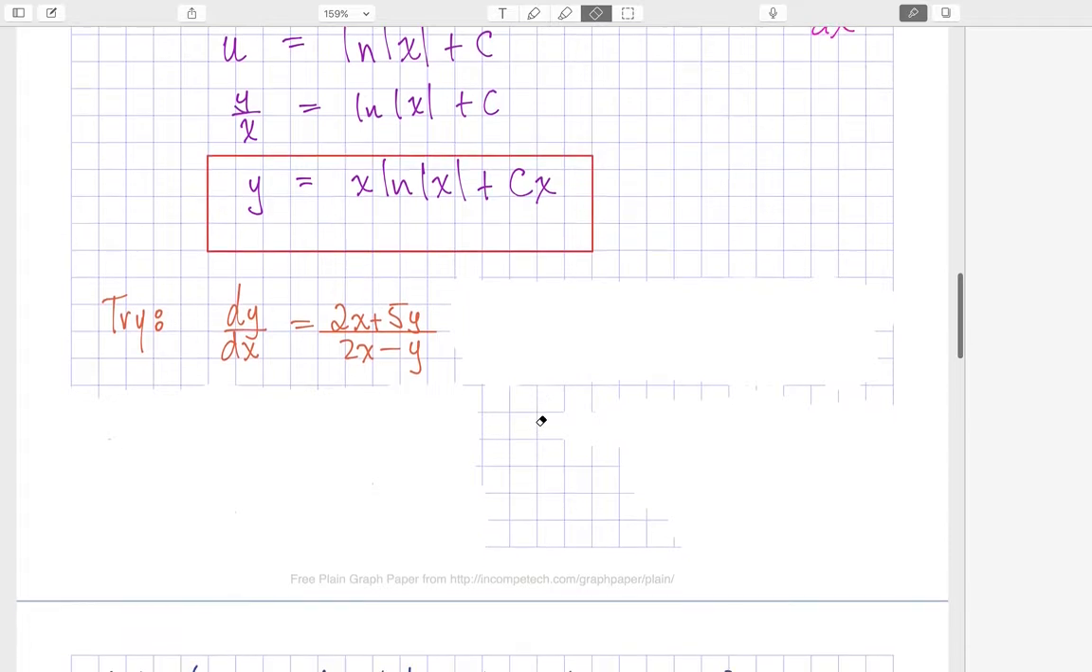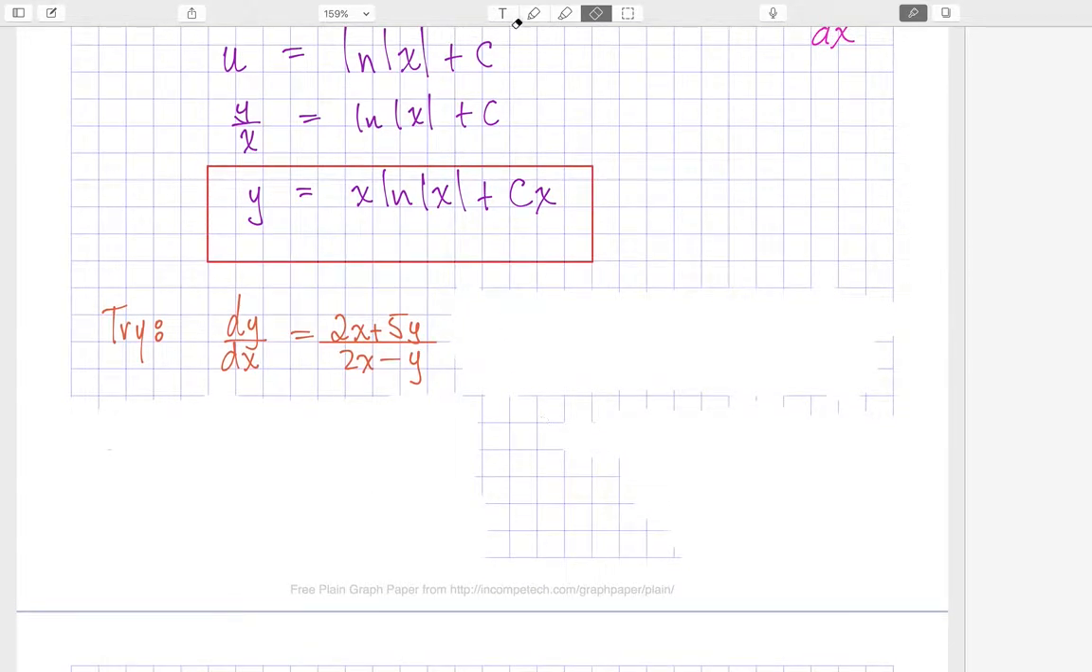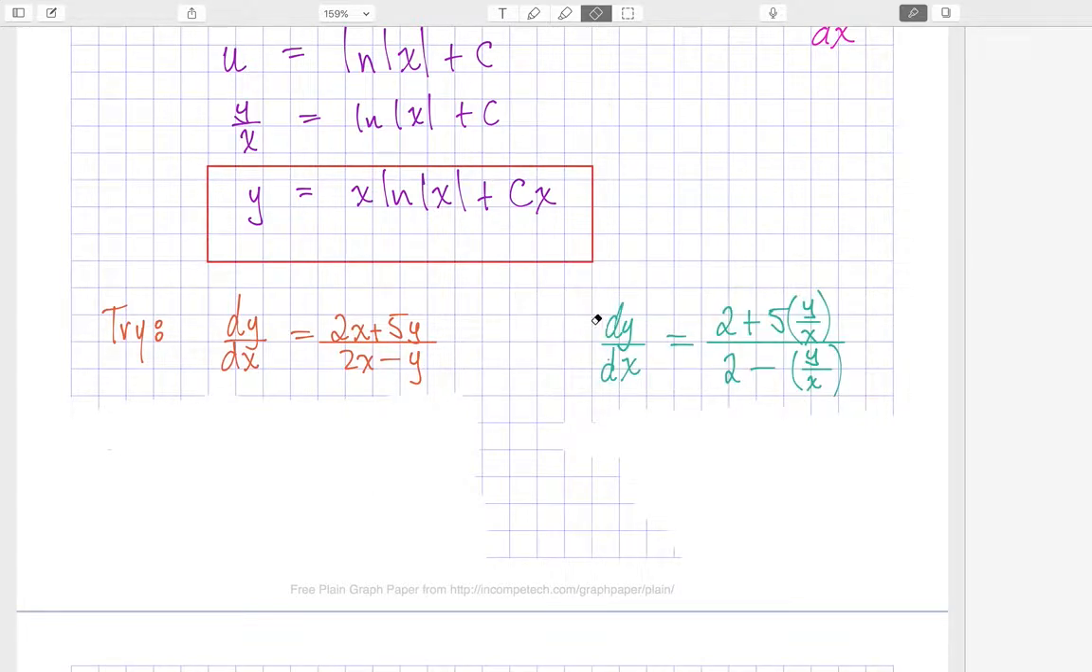What I didn't do was leave off a follow-up question that you could do. So I wanted to suggest this one. You might want to try this one on your own. dy by dx is 2x plus 5y over 2x minus y. Now, to tackle this question, once again, we're going to try and create that y over x variable. And that's easily done if you divide the top and the bottom through by x. And it turns into this: dy by dx is 2 plus 5y over x, over 2 minus y over x.